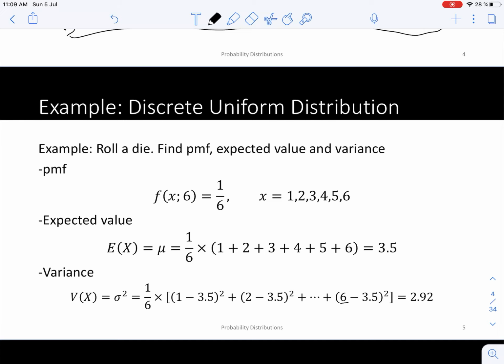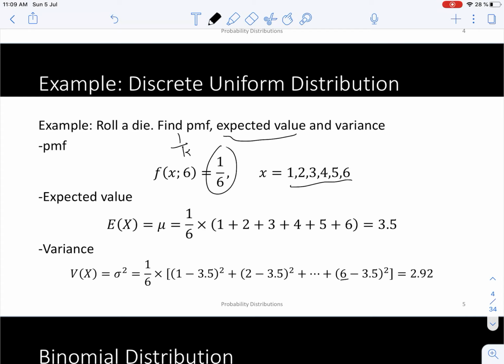Let's check an example. When you roll a die, let's find the PMF, expected value, and variance. In the case of the probability mass function, remember that the equation is 1 over k. So here, there are 6 outcomes, so it's 1/6, and it's the same probability for every single value. That's the PMF. Now, for the expected value, there are 2 options. We can use the general equation, which is the sum of variable times probability plus variable times probability, and so on. That gives 3.5.